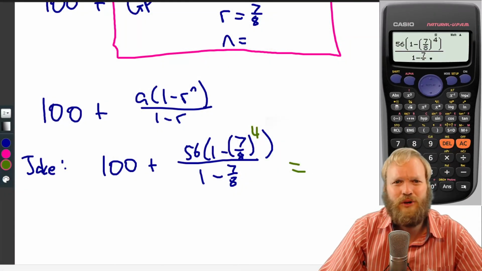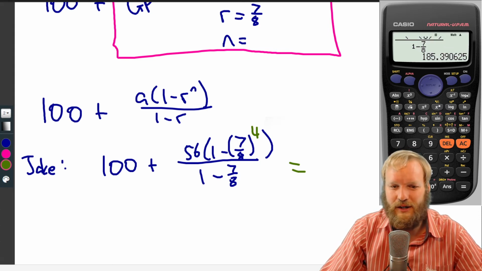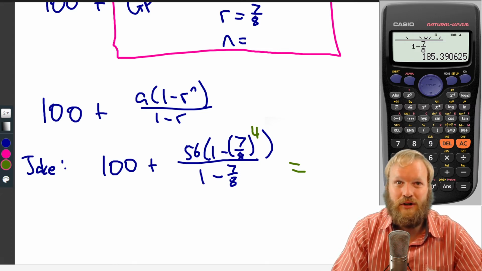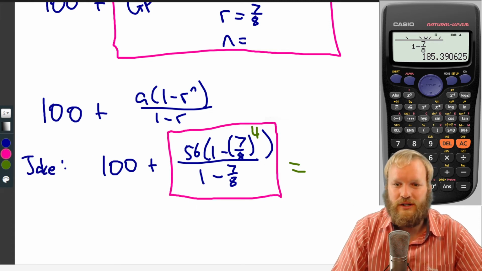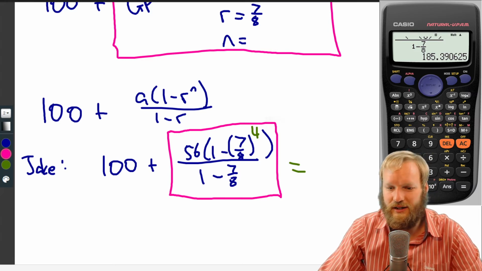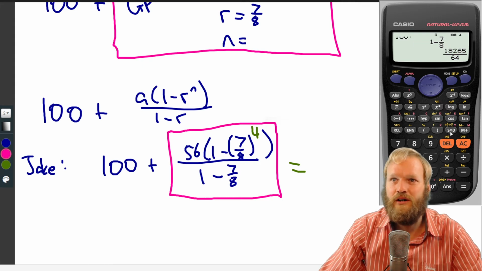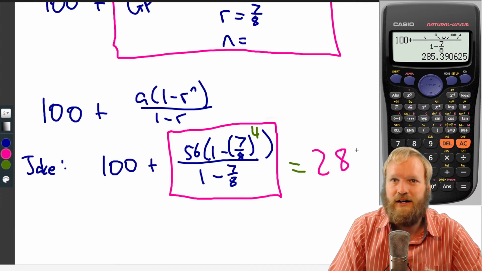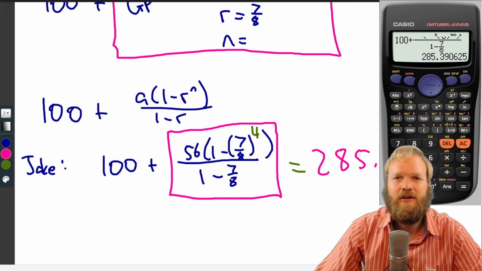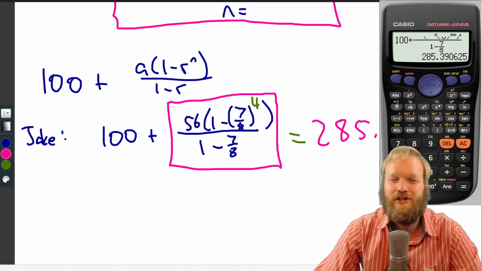Okay, so we press equals, and what do we get? 185.39. Okay, so that's what the geometric progression was. So we still just needed to look at our calculator and say, okay, that was the GP, but that 100 in that first year as well, to give us 285.39. So what did Jake say? Jake says that by the end of the 5th year, it'll exceed 3 meters. Sorry for you, Jake. You were wrong.